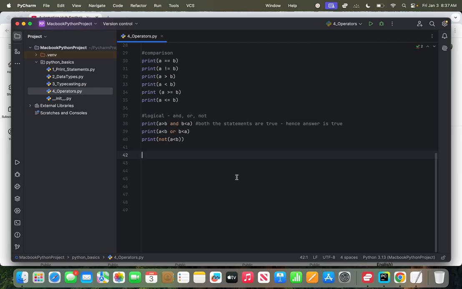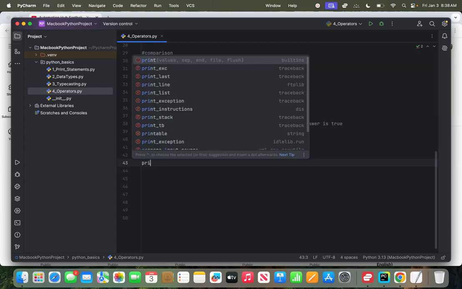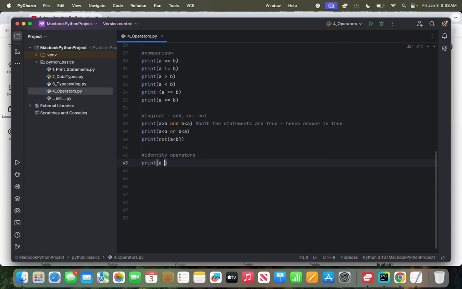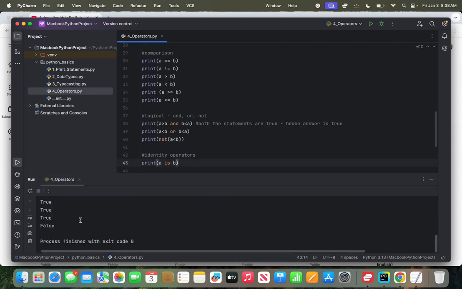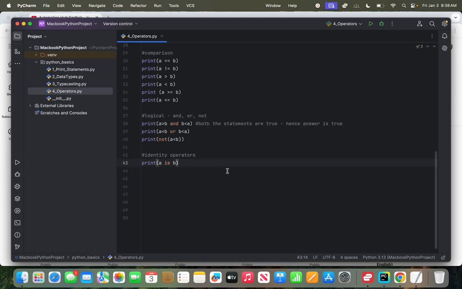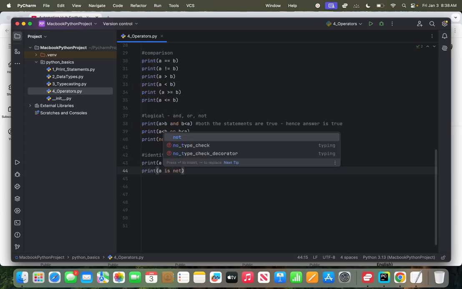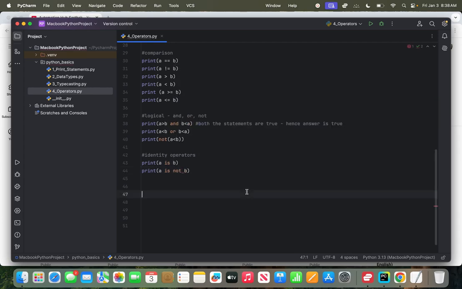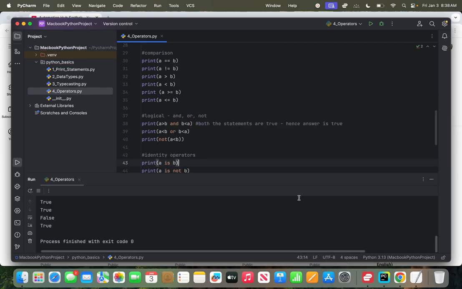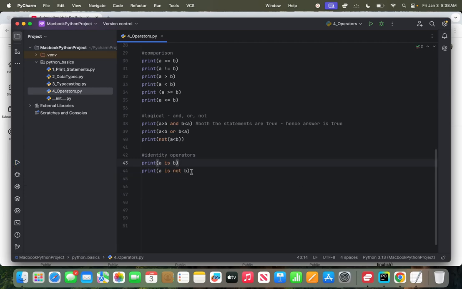Now identity operators. Okay, now print A is B. Now is it true? No, 5 is not 3. It's not going to work. Okay, print A is not B. This is true because 5 is not 3. So this is correct. So this is identity operators.